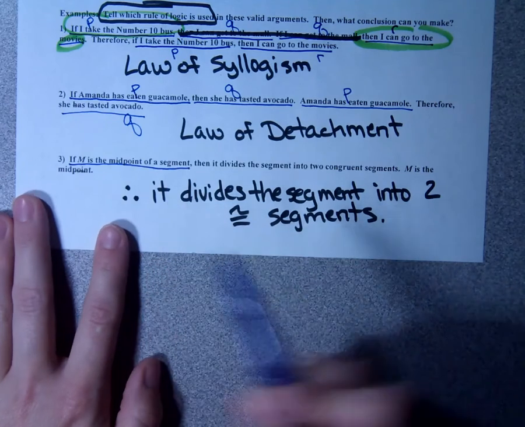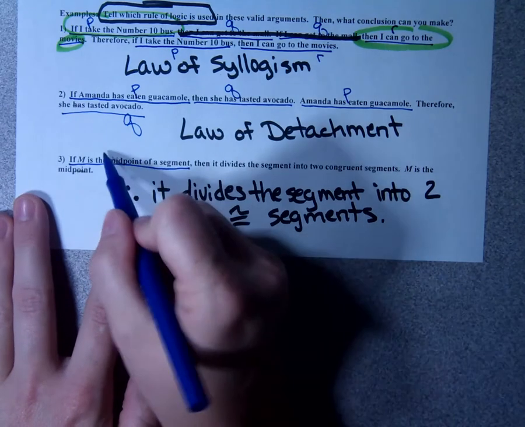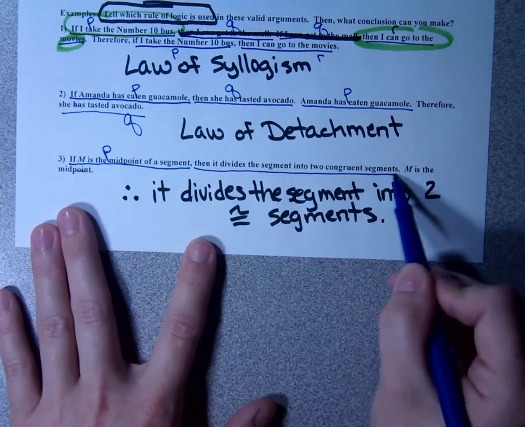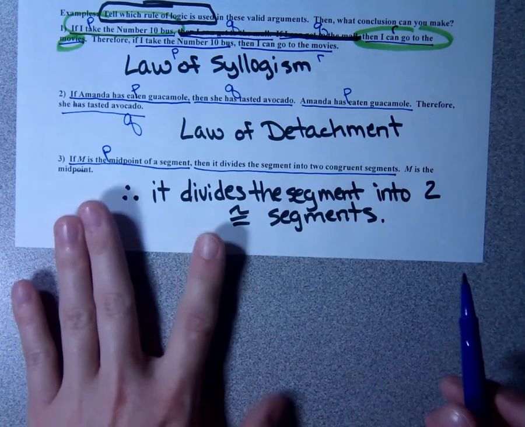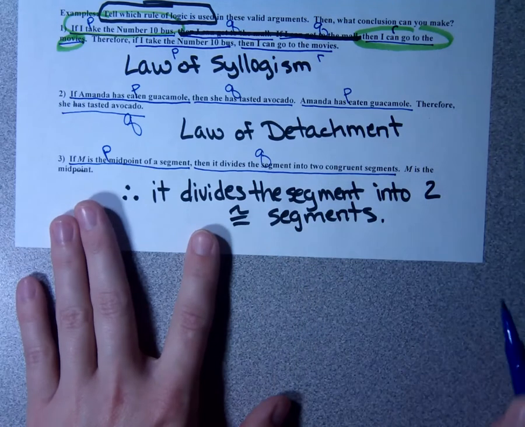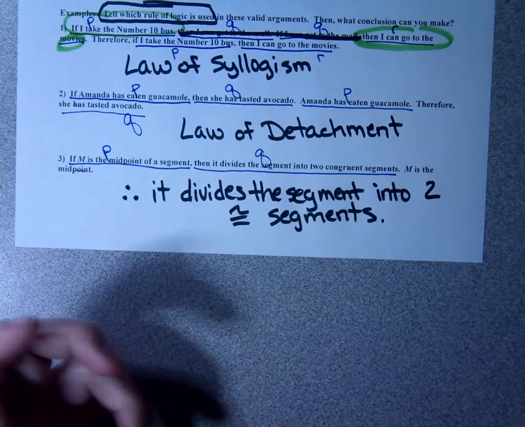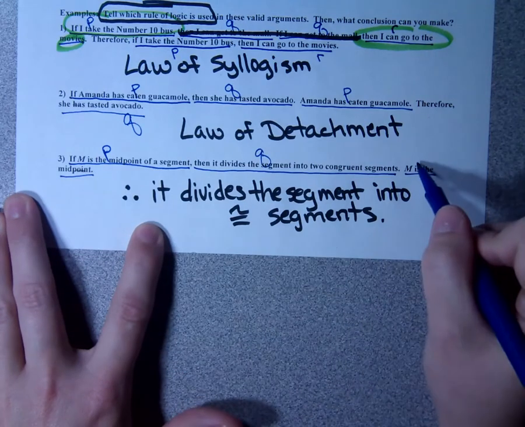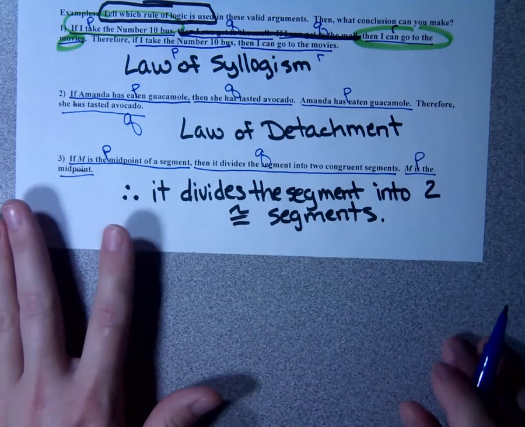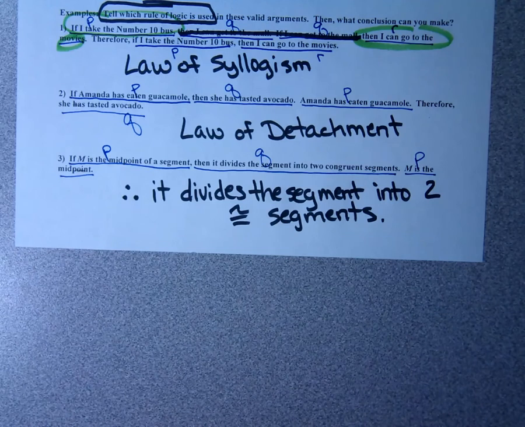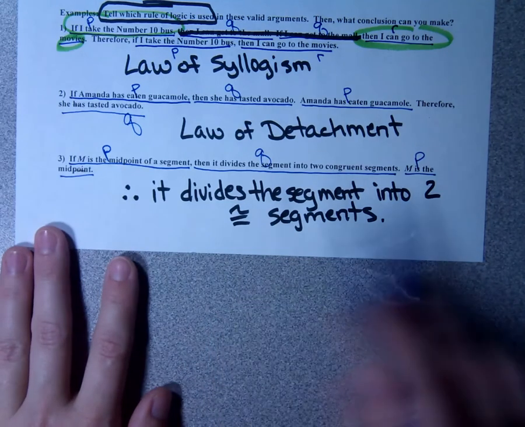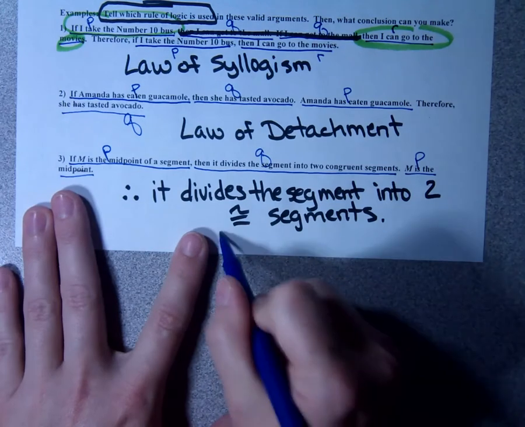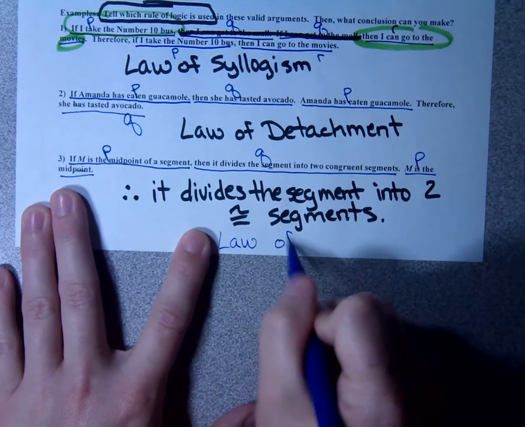Let's look. If M's the midpoint, what letter? P. That's the if part, the hypothesis. Then it divides the segment into two congruent segments. Which letter? Q. That's the then, the conclusion. And then when I say M's the midpoint, what letter is that? P. And I know the law of detachment goes PQ, PQ. Well, this thing that I wrote, is that the Q? That's why it's the conclusion. And this is the law of detachment.